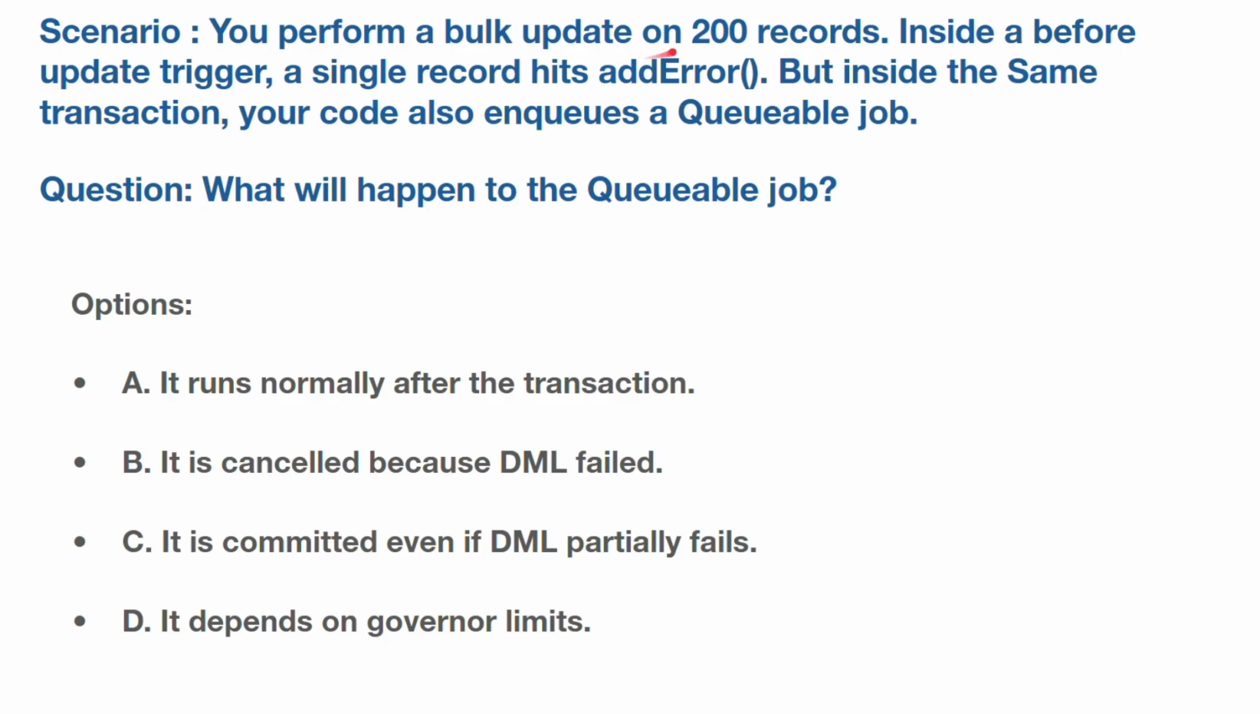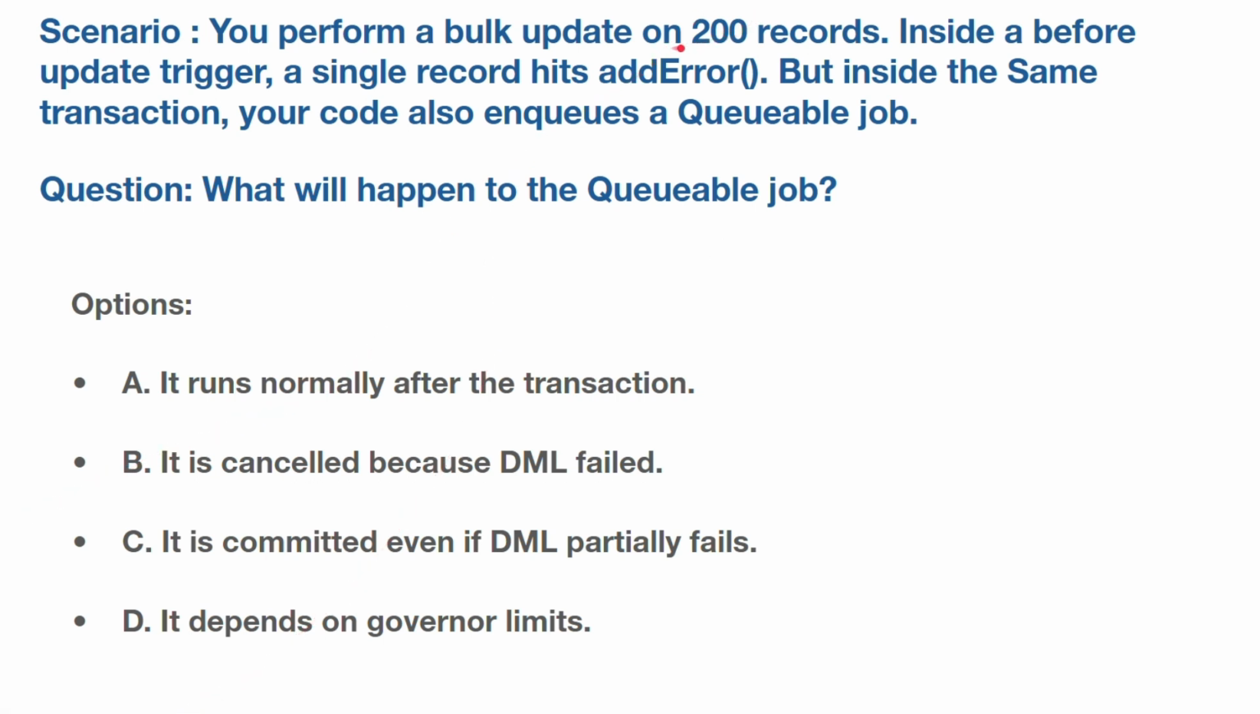You perform a bulk update on 200 records. Inside a before update trigger, a single record hits addError. But inside the same transaction, your code also enqueues a Queueable job. What will happen to the Queueable job? Let me simplify the question first.